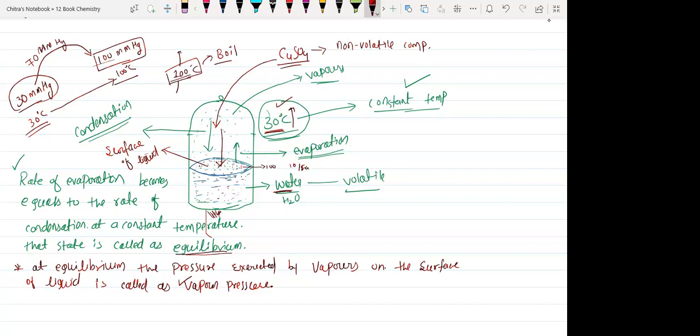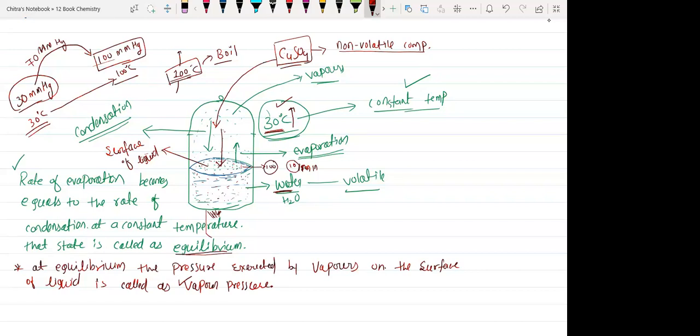Now, what have we added here? Copper sulfate, which is a non-volatile solute. If you dissolve copper sulfate in water, the particles of copper sulfate are going to distribute all over the solution, right? So before adding copper sulfate, suppose we have taken 100 particles on the surface, out of which 10 particles are going to evaporate per minute. I'm just taking 10 particles per minute as the rate of evaporation.